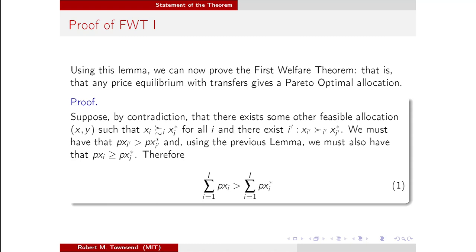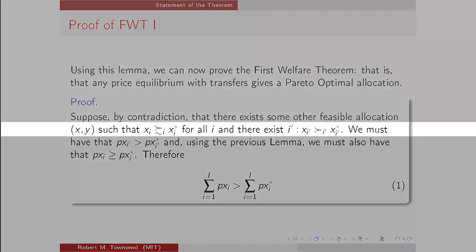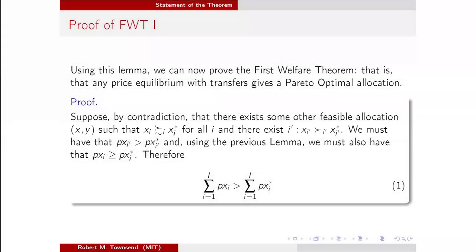Well, any point that's not Pareto optimal means, of course, you all remember, that there's a feasible allocation which has the property that it's at least as good as the star competitive allocation for all i and strictly dominates for at least one agent, in this case denoted i prime. So that's what we mean by xi star not being Pareto optimal.